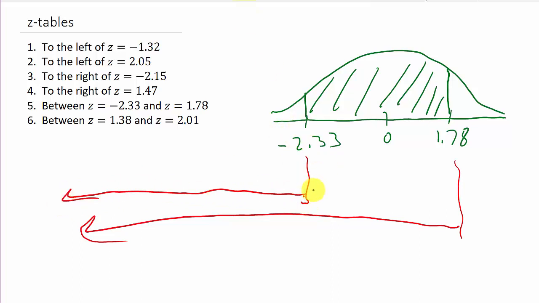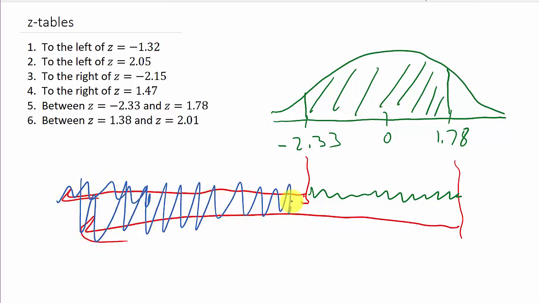And same thing here. That gives you this area from this z value all the way back to the left. Well, what are we looking for? We're just looking for this. That's all we want. So if we take this area here and we subtract off all of this, we're just left with this part here. If we look up the 1.78 and get that area, and then look up the negative 2.33 and get that area to the left, and then subtract, that'll give us the area in between them.